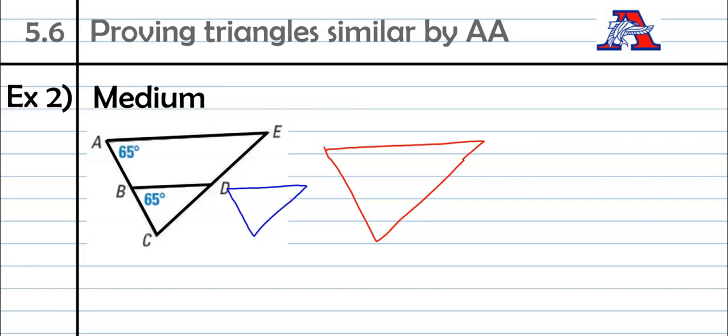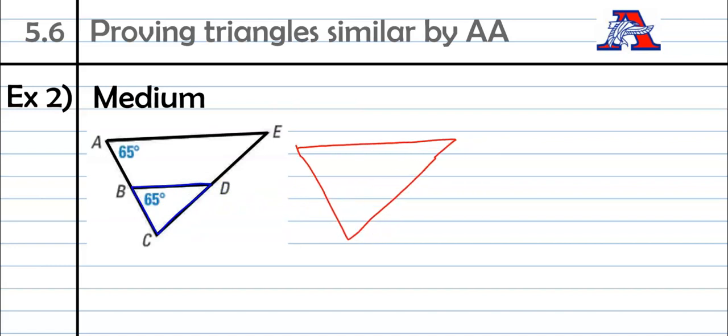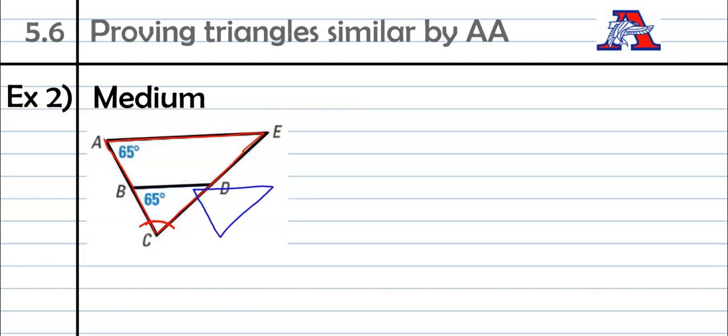What we do know is that this little blue one has a 65-degree angle, and this red one has a 65-degree angle up in that upper left-hand corner. The trick on this one is, where is the second angle? Is there a second angle? Well, both of those triangles come together at angle C. They both share angle C. I'll pull them apart one more time. Blue one has angle C, red one has angle C.